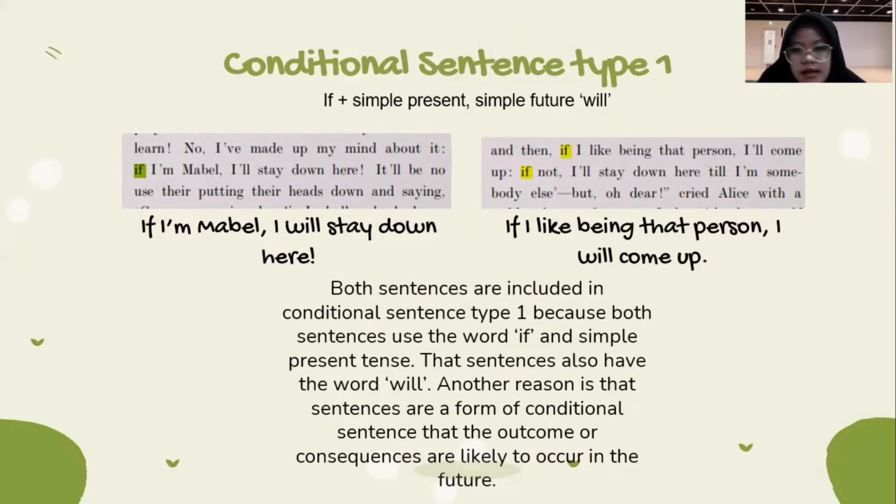Both sentences are conditional sentence type 1 because both use the word if and simple present tense. The sentences also have the word will. Another reason is that they are a form of conditional sentence where the outcome or consequences are likely to occur in the future.